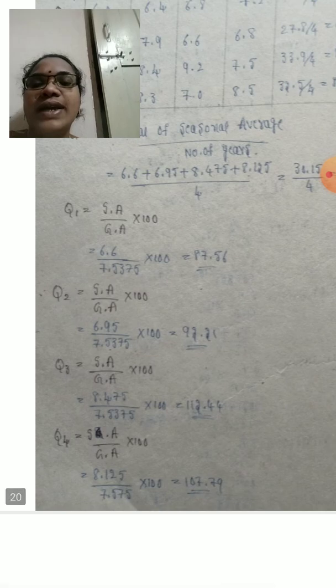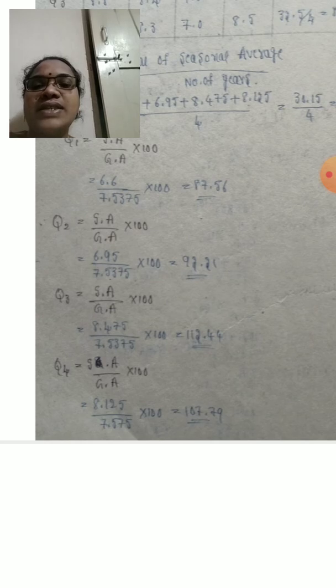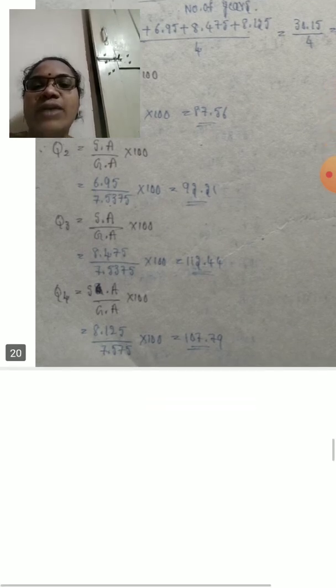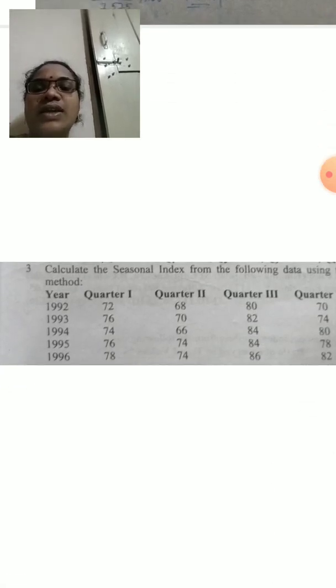Q1 is seasonal average by gross average into 100: 6.6 by 7.5375 into 100, that is 87.56. Q2: 6.95 by 7.5375 into 100, that is 92.21. Q3: 8.475 by 7.5375 into 100, that is 112.44. Q4: 8.125 by 7.5375 into 100, that is 107.79. The next problem is to calculate the seasonal index from the following data using the method.